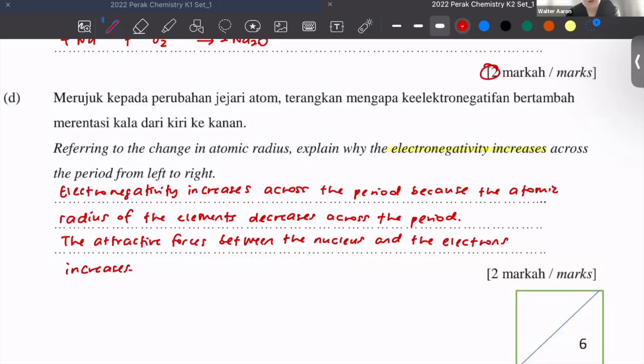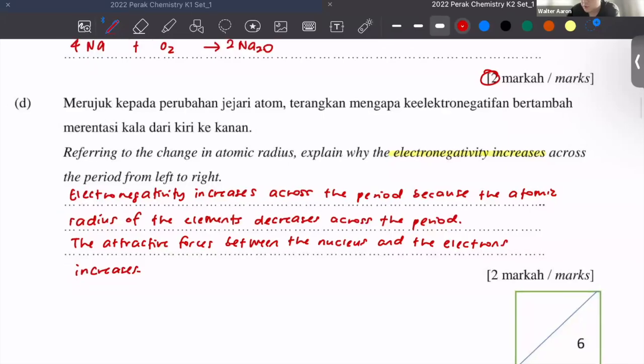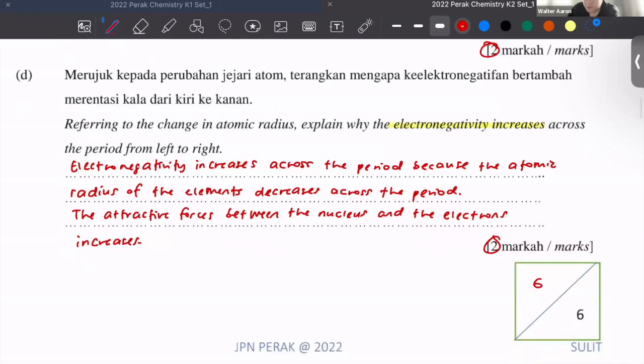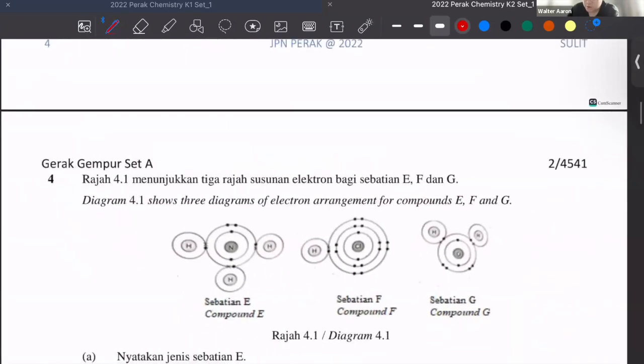So that actually allows the nucleus or the particular atom to attract electrons much more easily into its valence shell compared to the others. So that should give you 2 marks for 2 explanations. So if you answer everything correctly in this question, you should be able to score 6 marks in total. Let's go to question number 4.